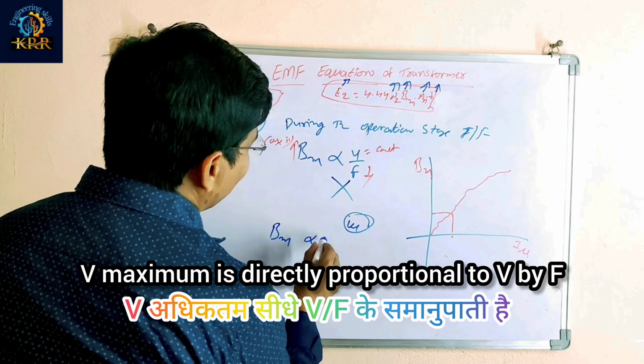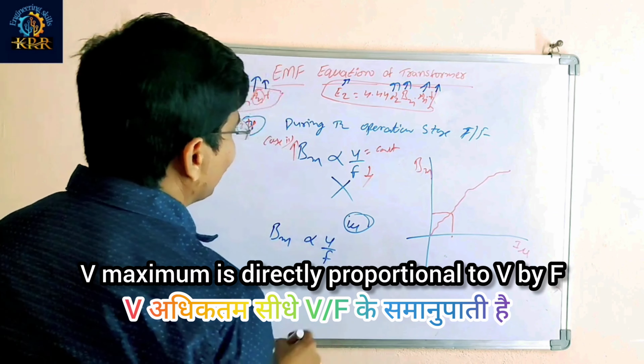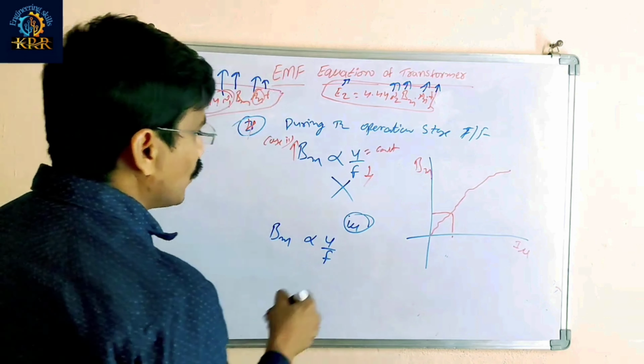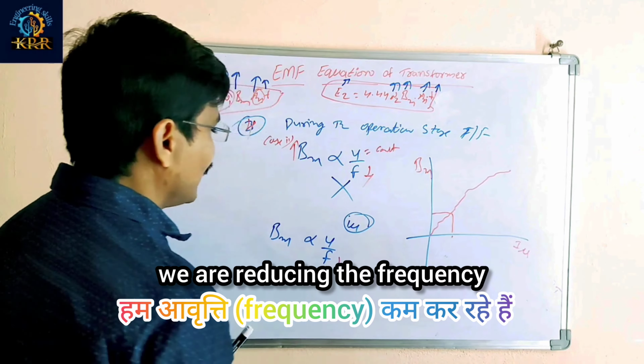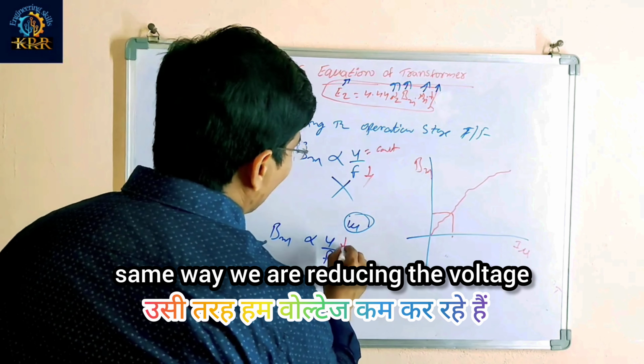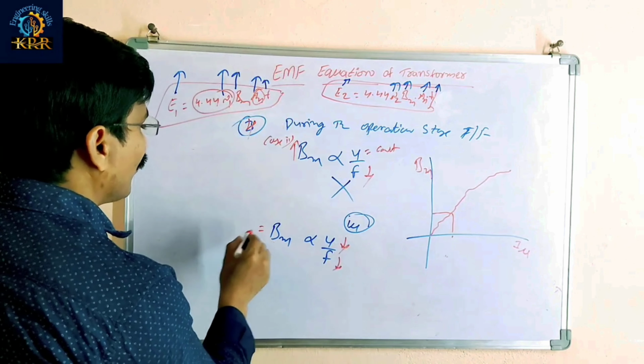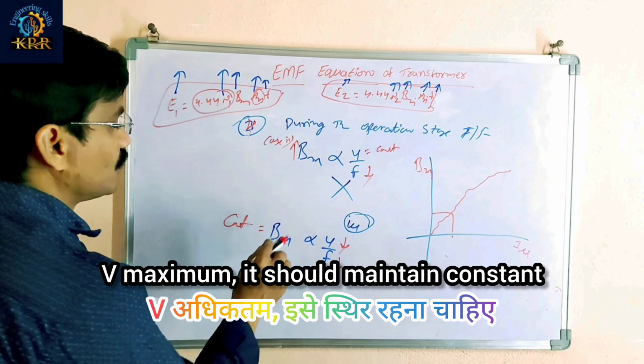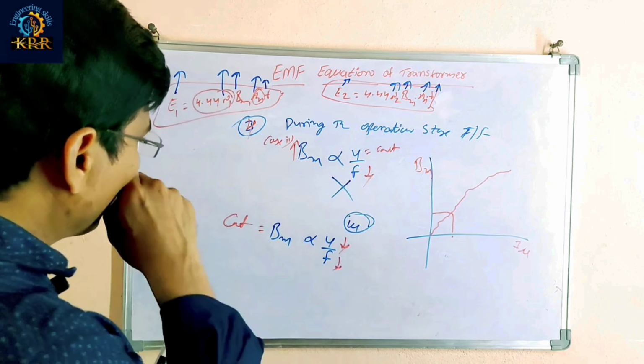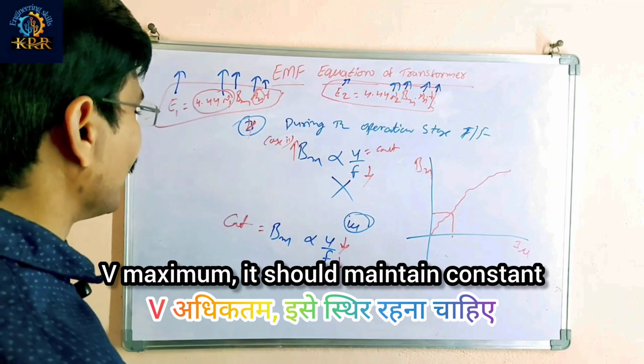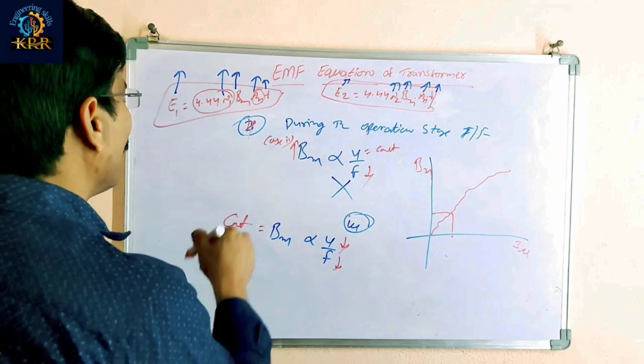B maximum is directly proportional to V by F. In this we are reducing the frequency, and in the same way we are reducing the voltage. Now we will get B maximum, it should be maintained constant. Then only you will recommend. This we cannot recommend. Why? Because the transformer core will get saturation.